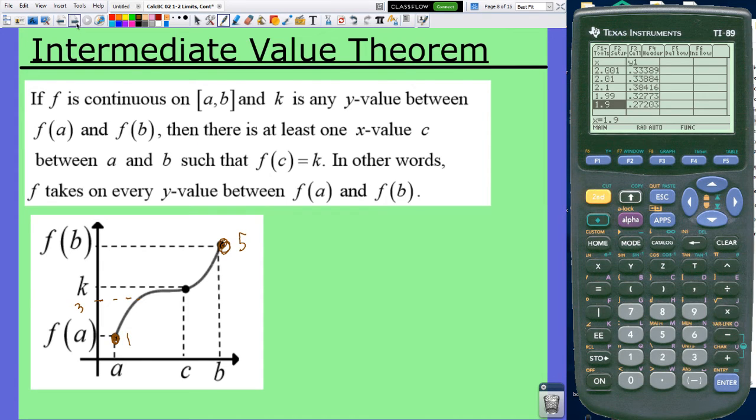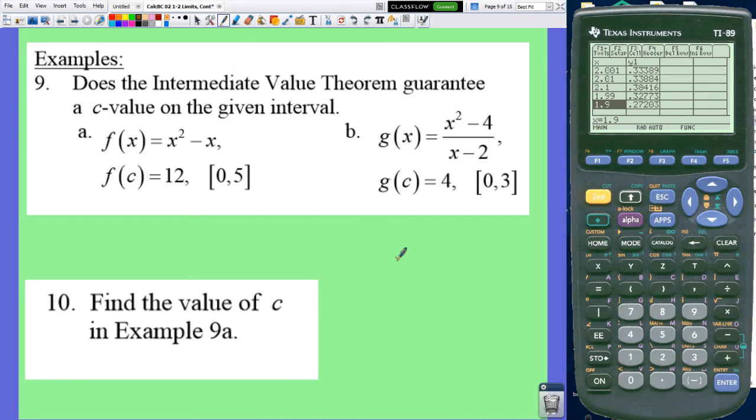So why is this useful? Well, let's take a problem like this. Does the intermediate value theorem guarantee a c value? To guarantee, it has to be continuous because it only works for continuous functions. And you have to check the left and right y values. So let's take this function. These are x values, and see this notation, x is from 0 to 5. Is 12 going to be an intermediate value?